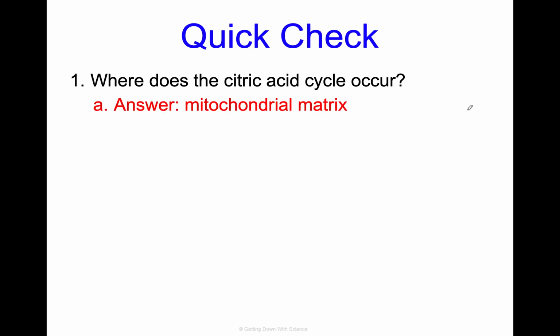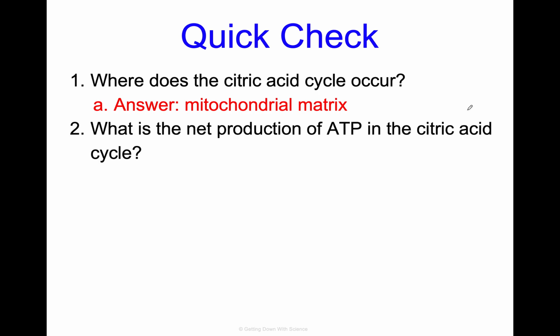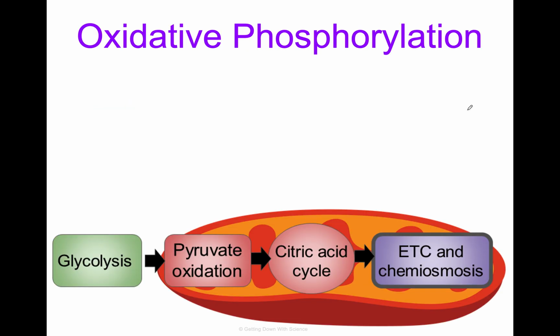So, quick check. Where does the citric acid cycle occur? It's in the matrix, like Neo, except it's the mitochondrial matrix. What is the net production of ATP in the citric acid cycle? You can go ahead, flip back. 2 ATP. Okay, those are the only 2 quick checks.